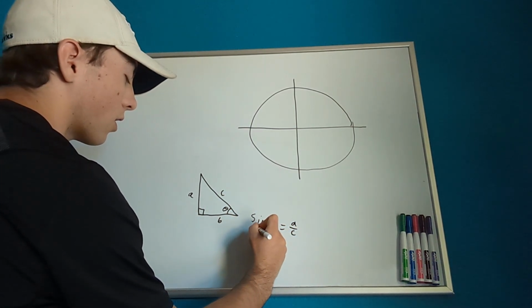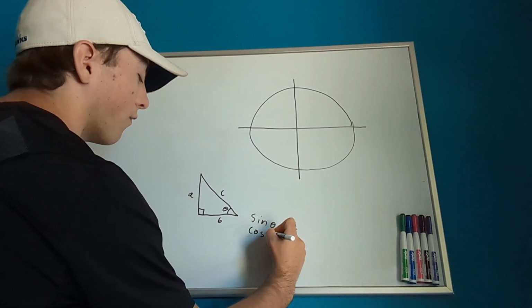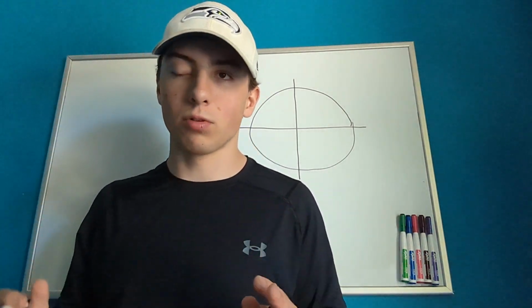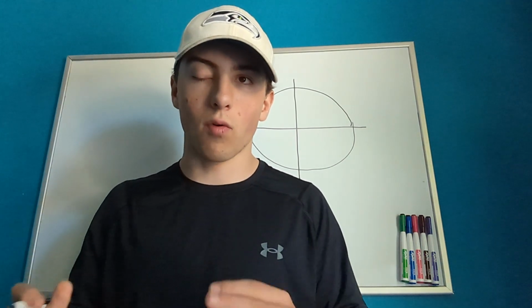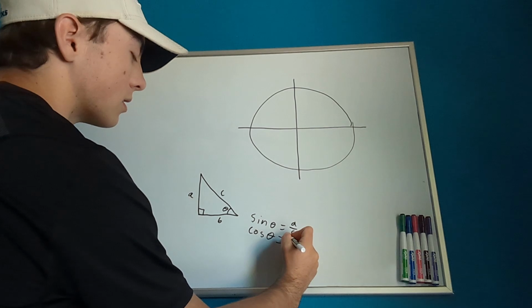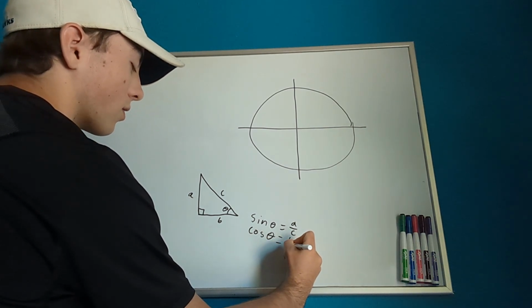Now let's take a look at cosine of theta. Let's recall that cosine of theta is equal to what? Adjacent over hypotenuse. In this case, our adjacent is B and our hypotenuse is C. So we have B over C.